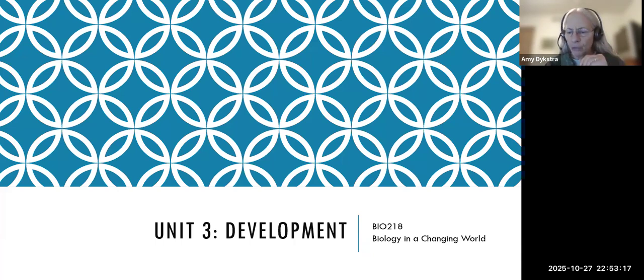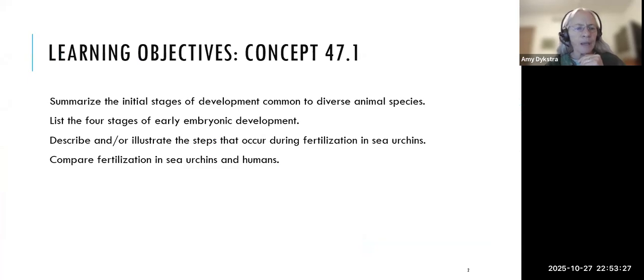So in this video, we're going to get more into animal development. And we're going to be in chapter 47 for this. And so these are our learning objectives for today. I want you to be able to summarize the initial stages of development common to a lot of different animal species. So there's kind of four main stages that we'll look at.